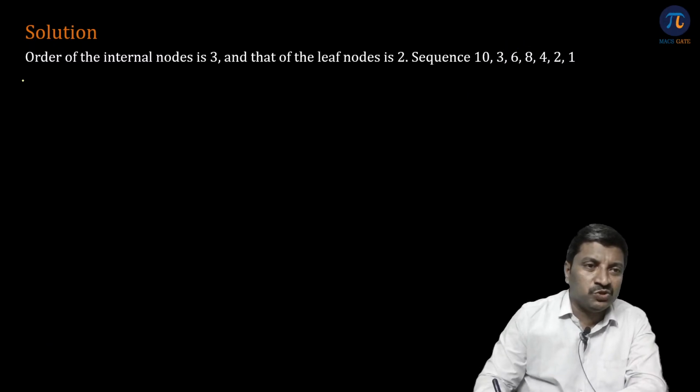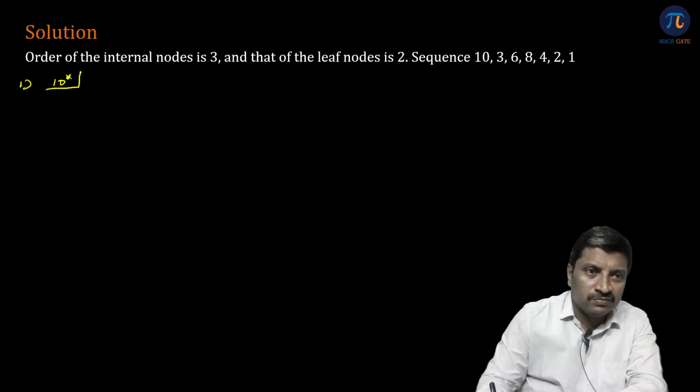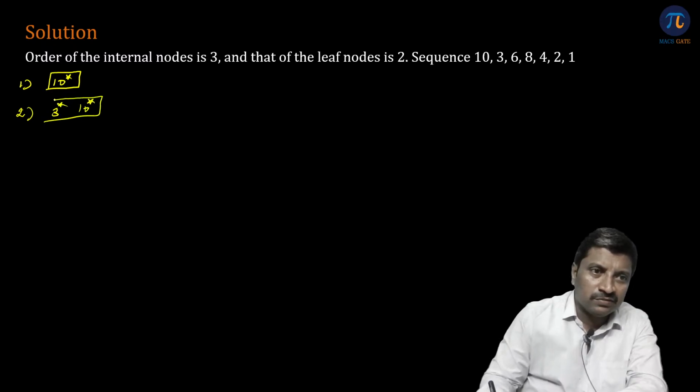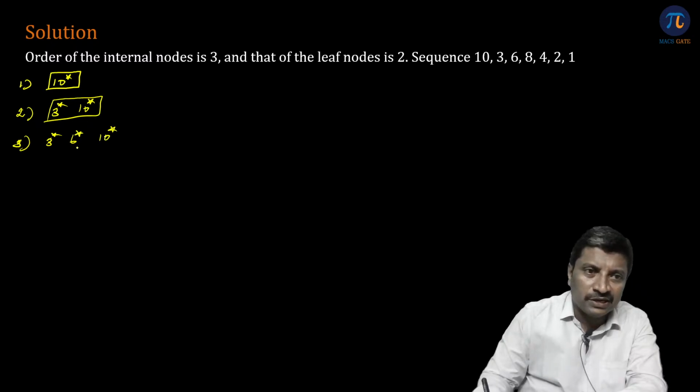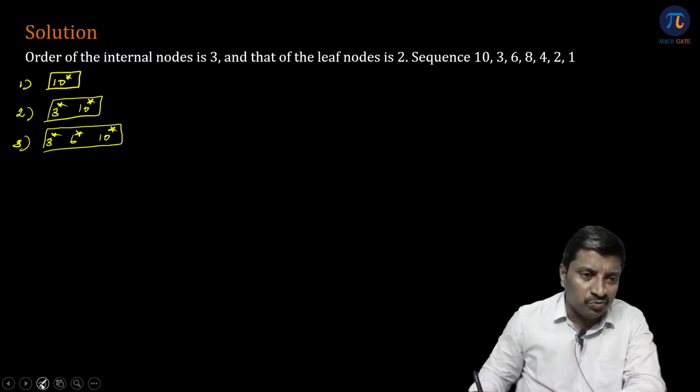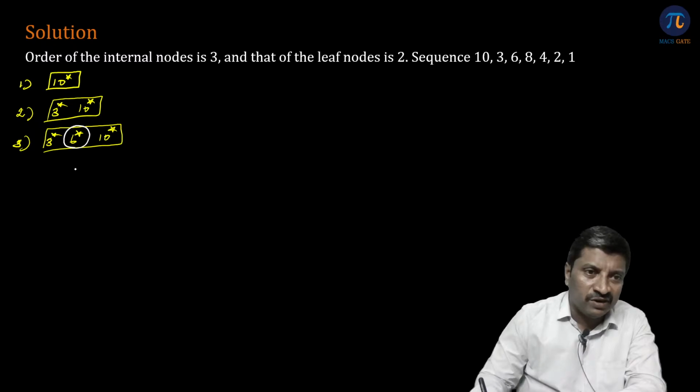Now let us do the same story, sir. So the first value is 10*. The second one is 3*, 10*. The third one is 3*, 6*, 10*. Please observe this leaf node is having more values. So I need to take the median to the next level.